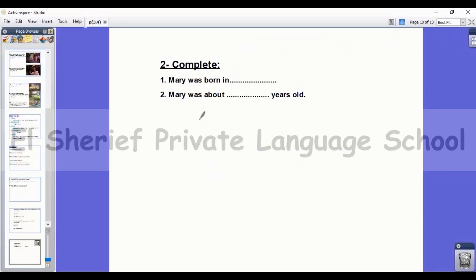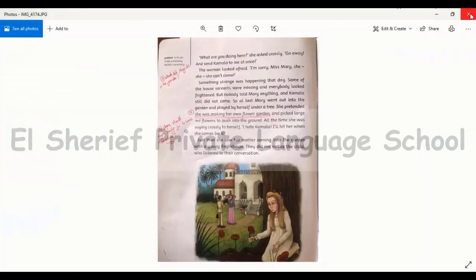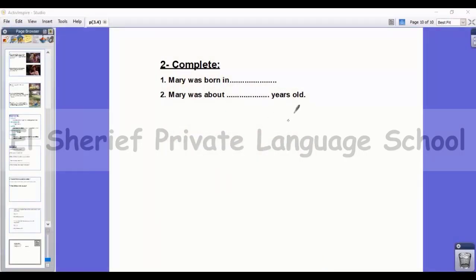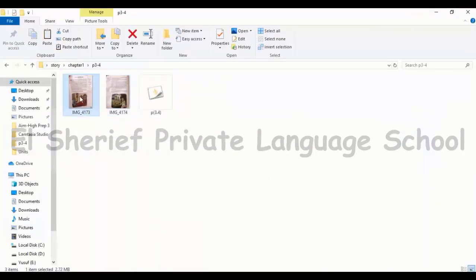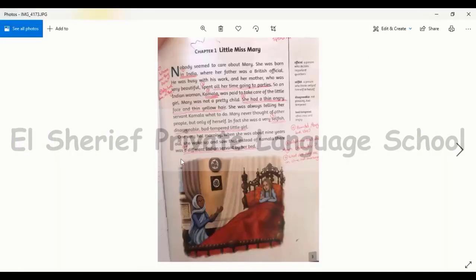Okay, so last questions. Here we have two sentences to complete. Number one, Mary was born... Can you remember? Where was Mary born? Yes, she was born in India. And Mary was about blank years old. Okay, now let's check. How old was Mary? Can you remember? Yes, she was 9 years old. Put a circle around 9 years old.